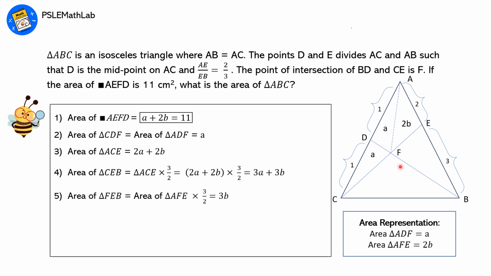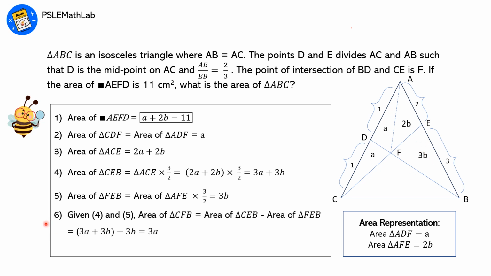And what about the area of FEB? Well, FEB can easily be calculated to be 3B. And given the previous points, we can finally calculate the area of CFB to be the area of CEB minus the area of FEB. This gives us 3A. Now we have the areas of all the smaller triangles of ABC as either A or B.